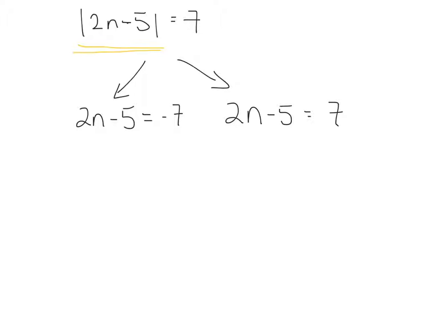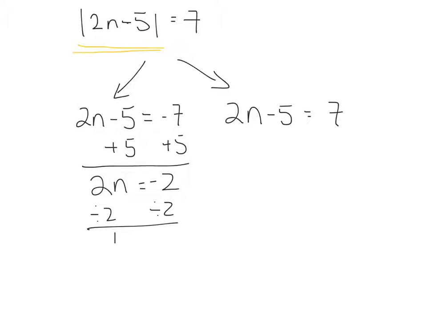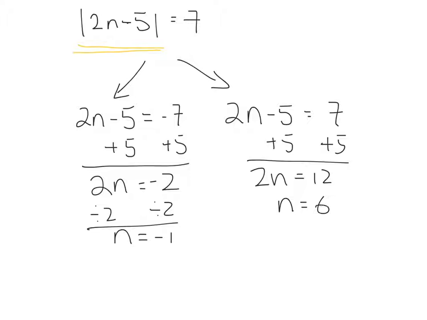And of course, when we're done, we should always check that our answers work in the original equation. So let's add 5 to both sides, and that's going to give us 2n equals negative 2. Divide each side by 2, and we're going to get n equals negative 1. So n equals negative 1 is a possibility, and when we add 5 to both sides up here, we're going to get a slightly different result. We're going to get 2n equals 12, and that means, of course, that n equals 6. So we should check that both of these are valid.